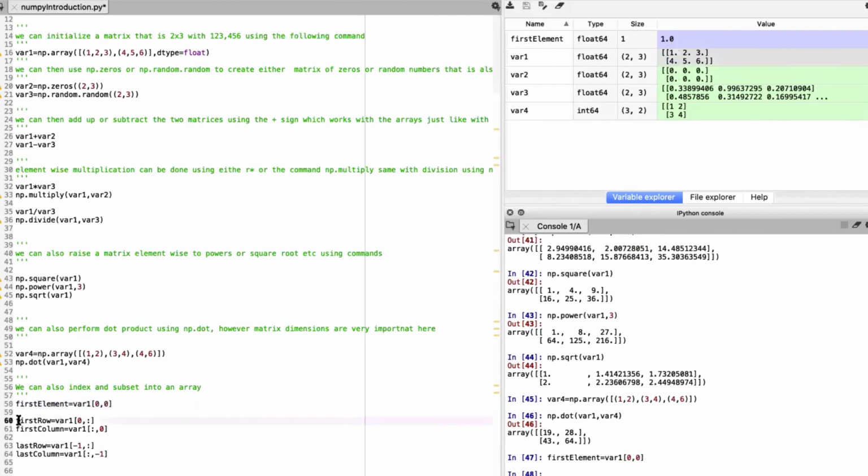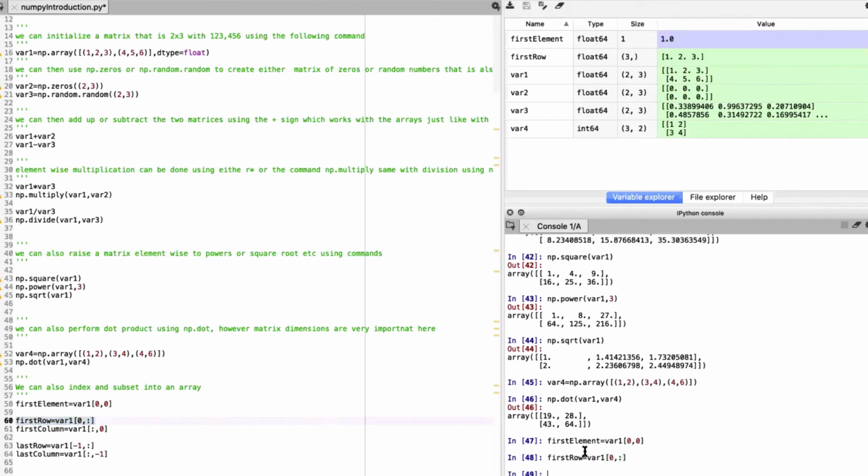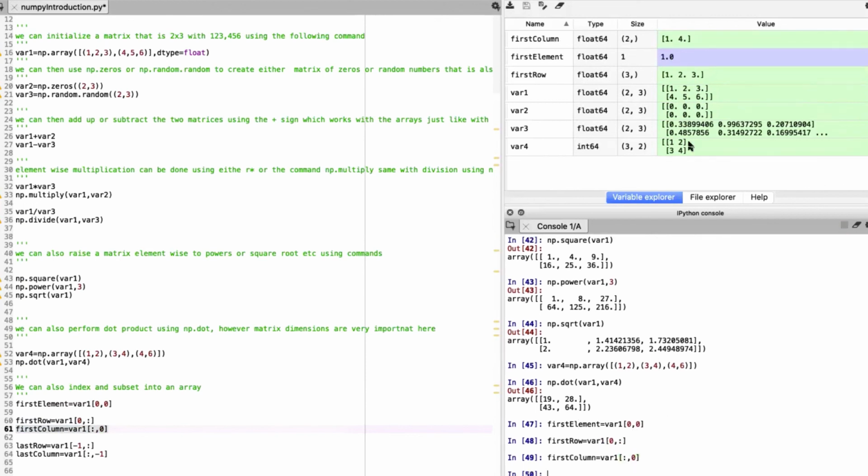If we want the first row, you can do 0, comma, colon. What the colon indicates in Python is that you look at all the elements in that specific row or column, right? So the first row, if you look, is 1, 2, 3, that's what we wanted. For the first column, you just swap the location of the 0 and the colon, because now you colon the rows, so it's all the rows, and then you do the 0th column, so it's all the rows but only the first column. Look, you get 1, 4. That's right, 1, 2, 3, 4, 5, 6. First column is 1, 4.